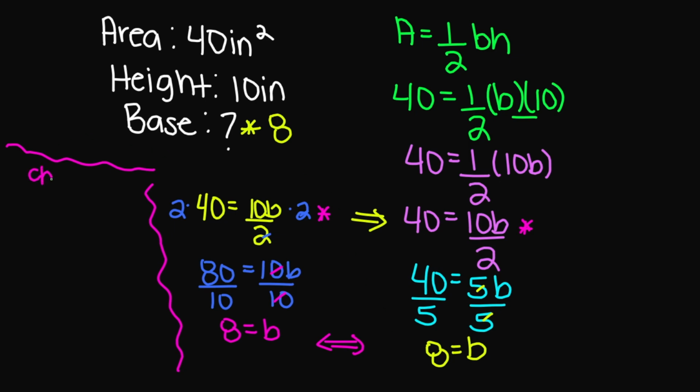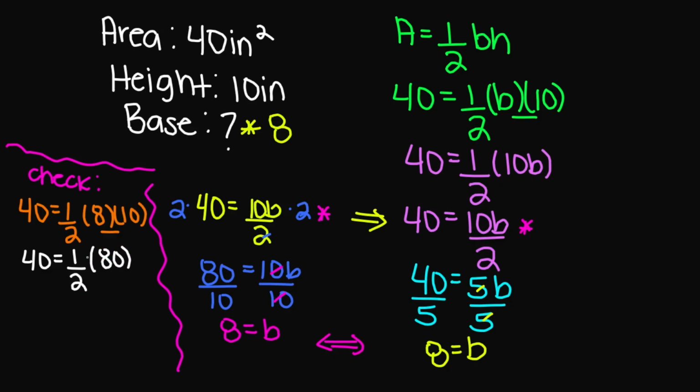Now let's say we want to check our work. So I'm going to plug in the numbers that we received. Our area is 40, and then we have 1/2. The base that we received is 8, and then our height is going to be 10. So we have 8 times 10 on my right side. This is going to be 80. So we have 40 equals 1/2, and we have 80 here from 8 times 10. Then we're going to multiply our numerators and denominators. So we have 40 equals, your numerator is 80 because 1 times 80, and then your denominator is 2, 2 times 1.